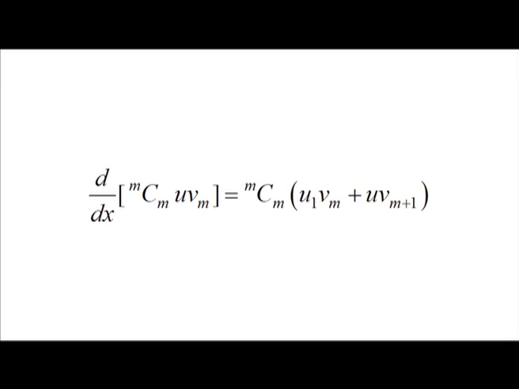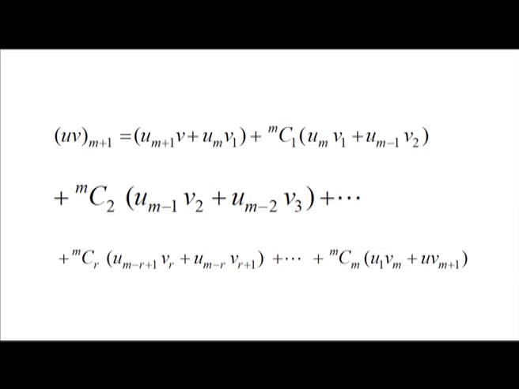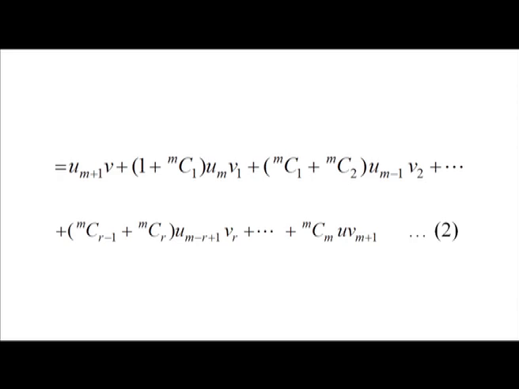Hence, the derivative of equation 1 is given by u_{m+1} v = u_{m+1} v + u_m v1 + mC1 u_m v1 + mC1 u_{m-1} v2 + mC2 u_{m-1} v2 + mC2 u_{m-2} v3 plus etc., plus mCr u_{m-r+1} vr + mCr u_{m-r} v_{r+1} plus etc., plus mCm u1 vm + mCm u vm+1, which is equal to u_{m+1} v + (1 + mC1) u_m v1 + (mC1 + mC2) u_{m-1} v2 plus etc., plus (mC_{r-1} + mCr) u_{m-r+1} vr plus etc., plus mCm u vm+1.